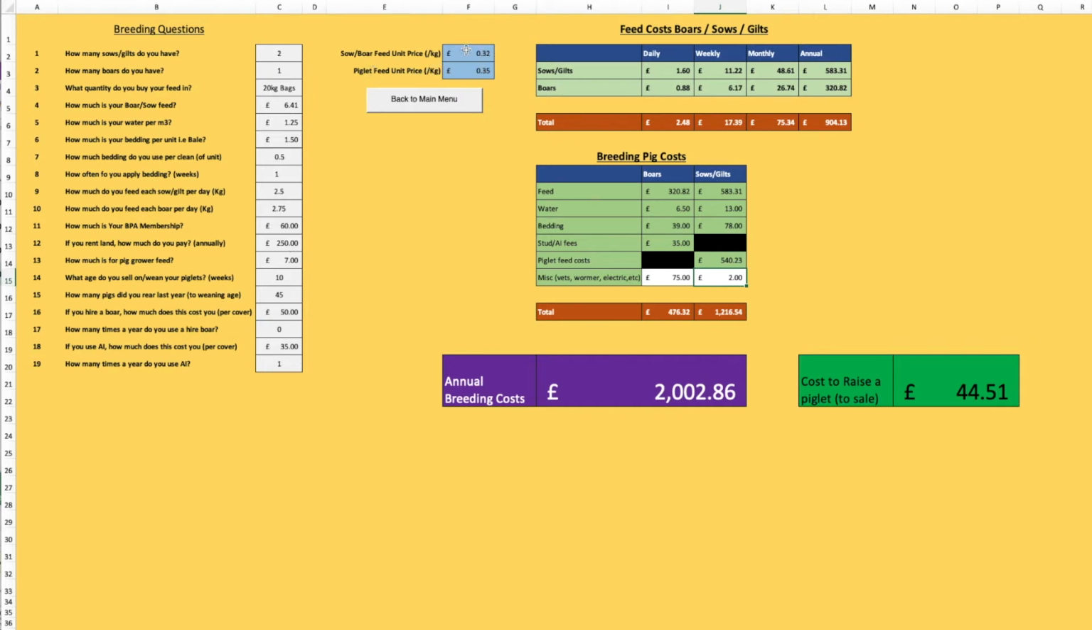There's also this calculator here that works out the price per kilo for your feed. These are not values you can enter, they're based upon what you input here. Anyway, so that's how you work out your breeding costs. It's what it costs you a year.